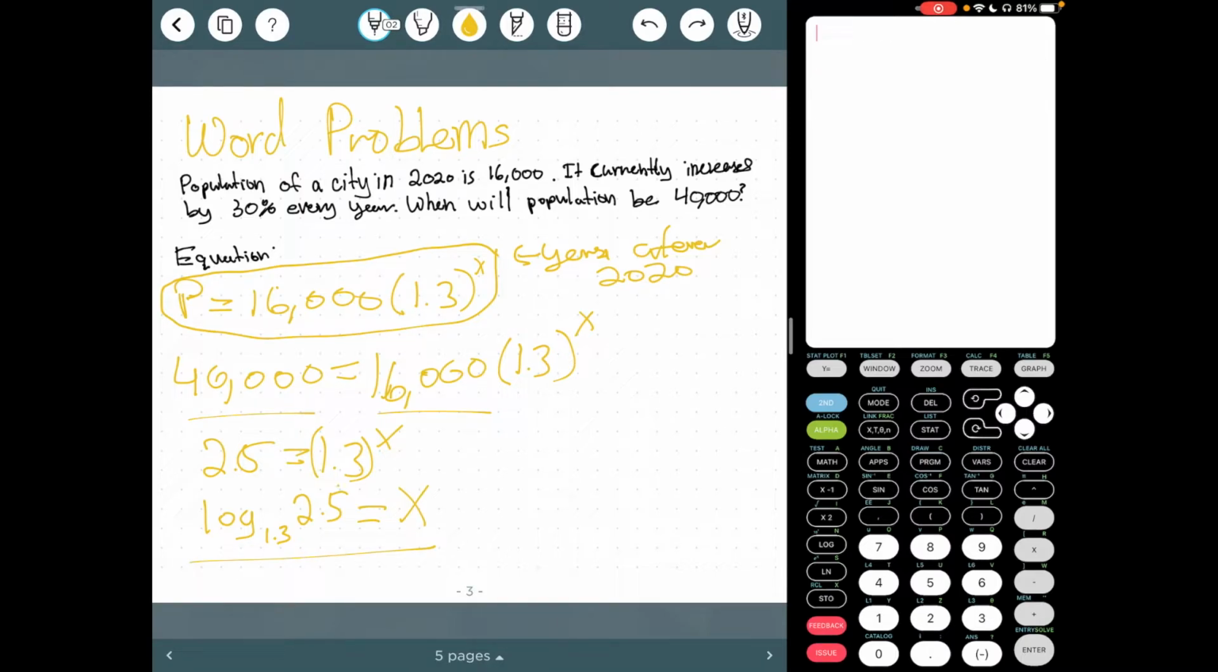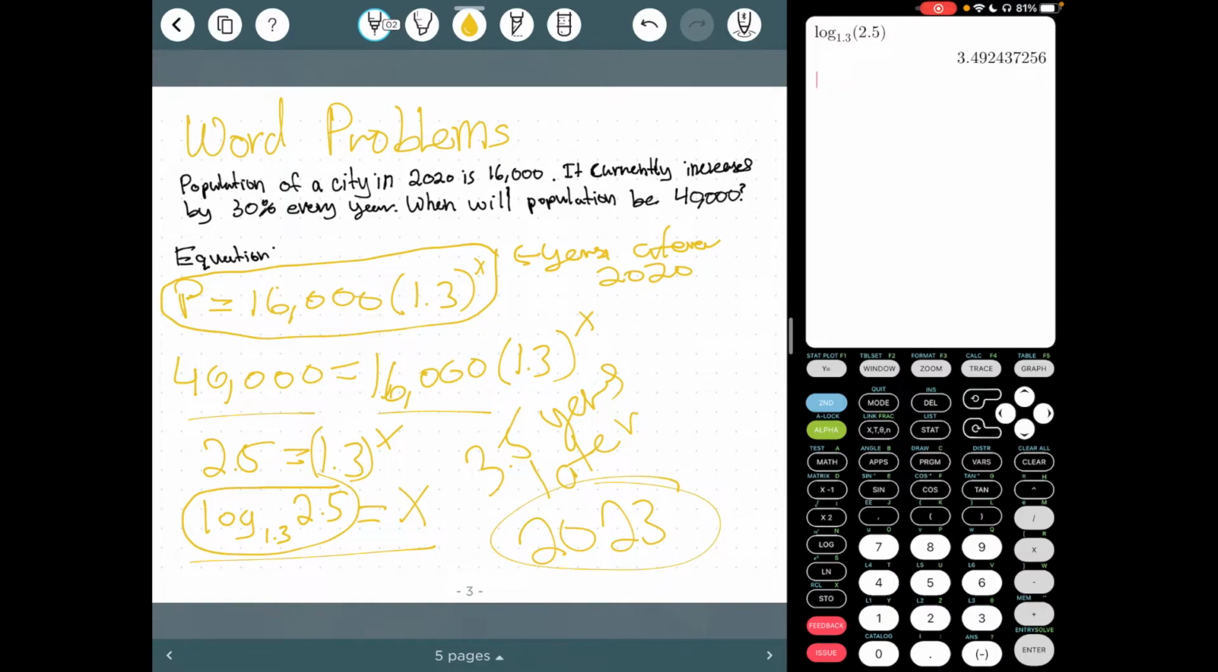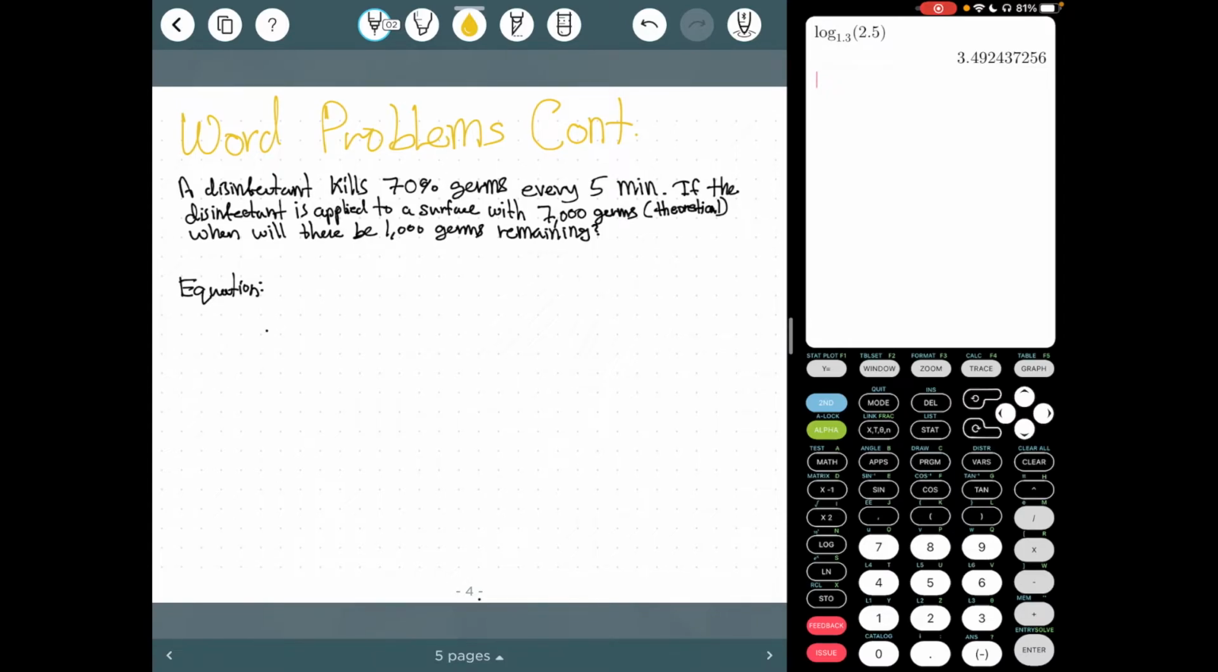So now we can plug this into our calculator. So log base 1.3 of 2.5 gives us about 3.5. So 3.5 years after 2020, the population will reach 40,000. So that puts us into 2023. So about halfway through 2023, the population will be 40K. So the next word problem.